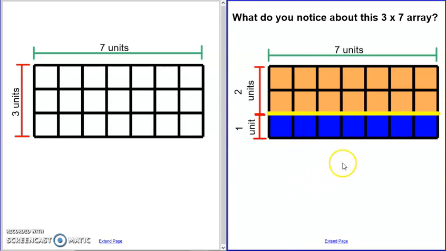Okay, welcome back. What did you notice? Hopefully you noticed something like we still had the 7 in each row, but I broke the array apart. Some of it's orange and some of it's blue. And I see above the yellow line, I see 2 rows of 7, or 7 doubled. So I know there are 14 there. And then below the line, I see 1 row. So I broke my 3 rows into 2 rows and 1 row. Well, those are both facts I know. I know 2 rows of 7 is 14, and I know 1 row of 7 is just 7. So altogether, if there are 14 orange blocks and 7 blue blocks, there must be 21 blocks in all in my array.